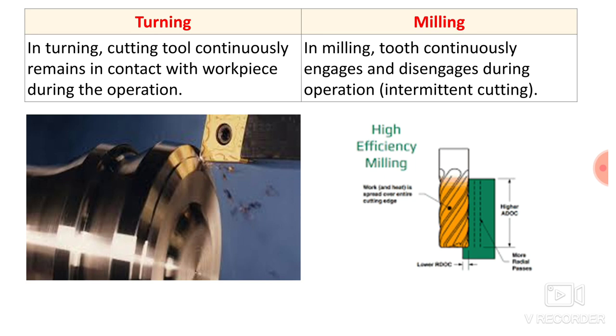So this is an example of intermittent cutting, whereas in turning operation the cutting tool has to be in contact with the workpiece, then your material will be removed. Here it is an example of intermittent cutting, where few teeth will be in contact with the workpiece and they will remove the material, and few teeth will not be in contact with the workpiece.